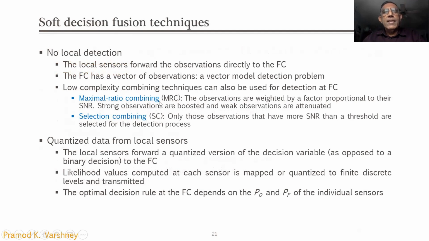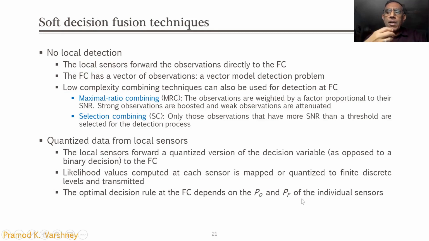Now, soft decision fusion is more like the standard communication problem, and one could be using things such as maximal ratio combining or selection combining. This is in the standard digital communications and wireless communication literature. But if you have quantized data coming from the sensors to the fusion center, then the likelihood values that we talked about earlier are mapped or quantized to finite discrete levels, binary if we are dealing with a binary quantizer. And the optimal decision rule then depends on the PD, that is probability of detection, and probability of false alarm of the individual sensors. Probability of false alarm is the probability that the sensor decides H1 when H0 was present, and PD is the probability it decides H1 when H1 was present.